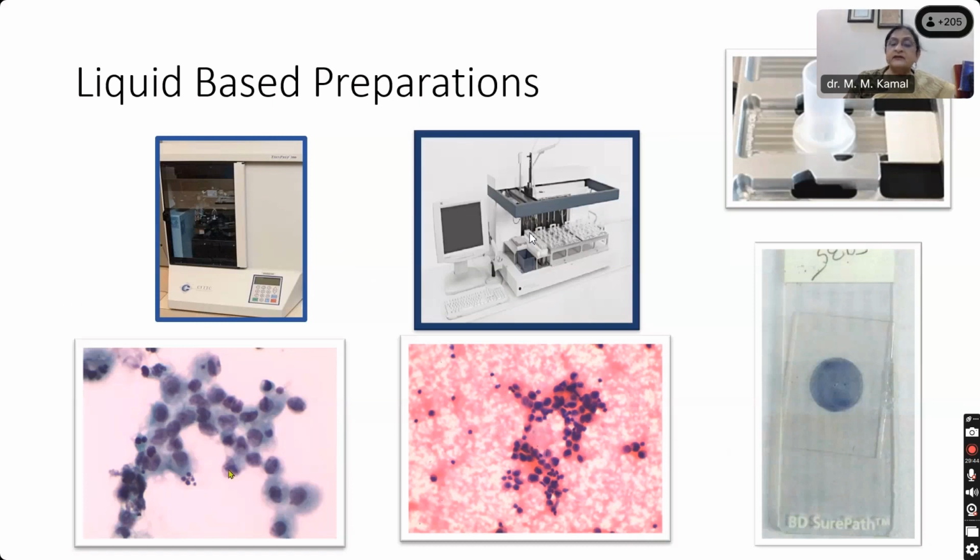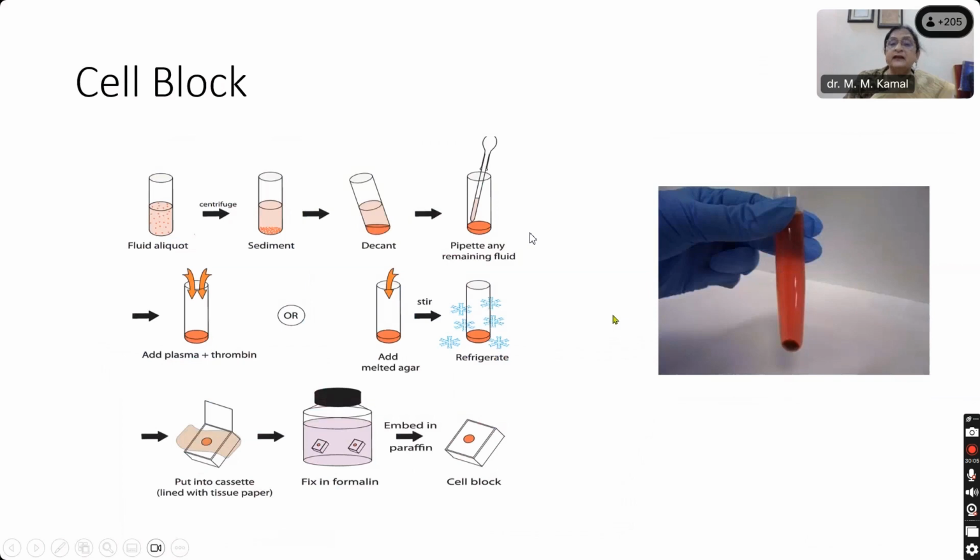We have worked with this on more than 1,000 specimens we have compared. And here you can see how the background is cleared off in the liquid-based preparation because of the pre-processing and clearing of all the proteinaceous material. So this also gives a very good cell concentration, but it has its own disadvantages. And then next comes the cell block. What are the different methods of cell block preparation, Shakti?